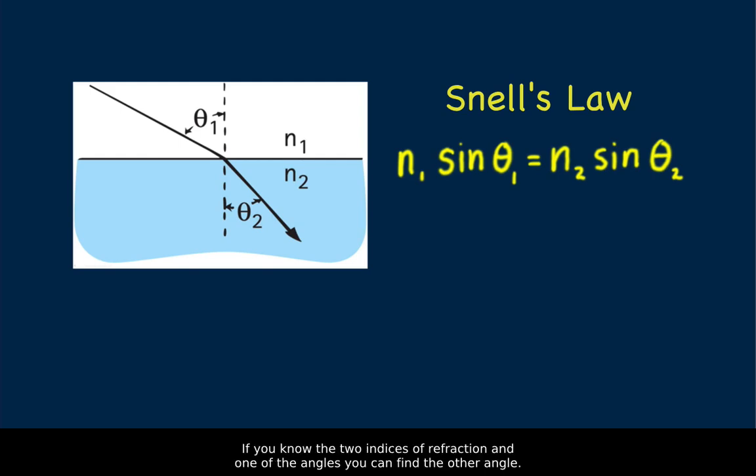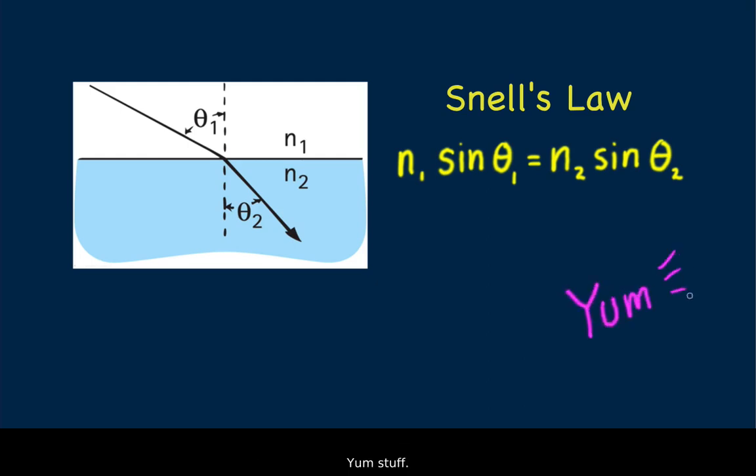If you know the two indices of refraction and one of the angles, you can find the other angle. Or if you know both angles and one of the indices of refraction, you can find the other index. Perhaps in the lab part of your physics course, you can play with Snell's law. Yum stuff.